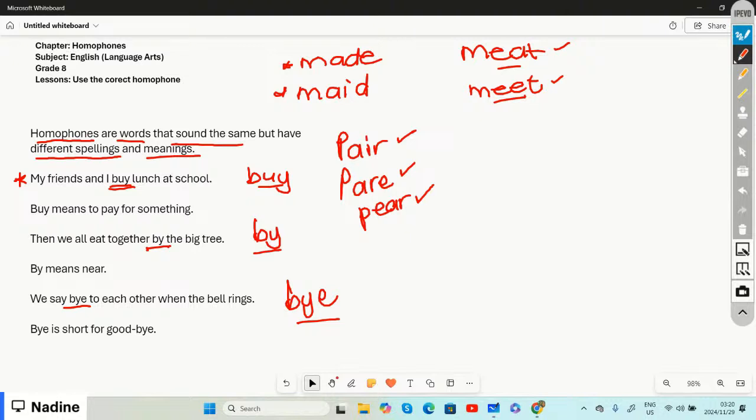So as you can see so far, we have different words that sound the same. For example, meat and meet sound the same, but the spellings are different as well as the meanings of the words. And here we even have three different words of the word pear that sound the same, but the spellings as well as the meanings of these words are different.